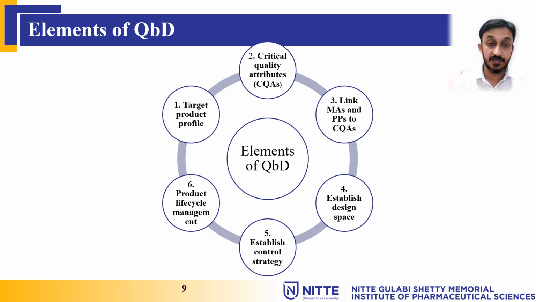One is the targeted product profile, two critical quality attributes, third is linking the material attributes with process parameters and critical quality attributes, and fourth is to establish a design space, and fifth is establishing control strategies, and sixth is product lifecycle management.